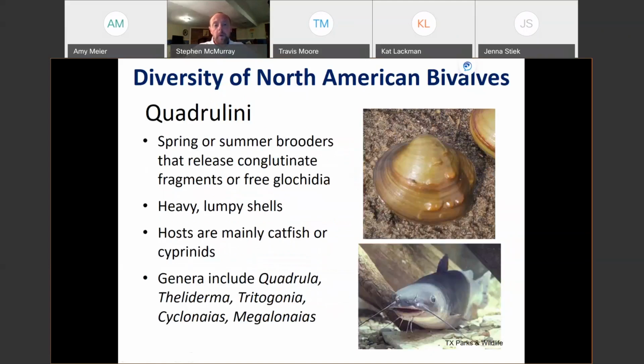Moving on to the quadrulines. They are spring or summer brooders, and they release conglutinate fragments or fregokidia. They also have very heavy, thick, lumpy shells. You can see one here has these nice lumps on the side of it. They're mainly hosted by catfish or cyprinids, and rather commonly found across Missouri.